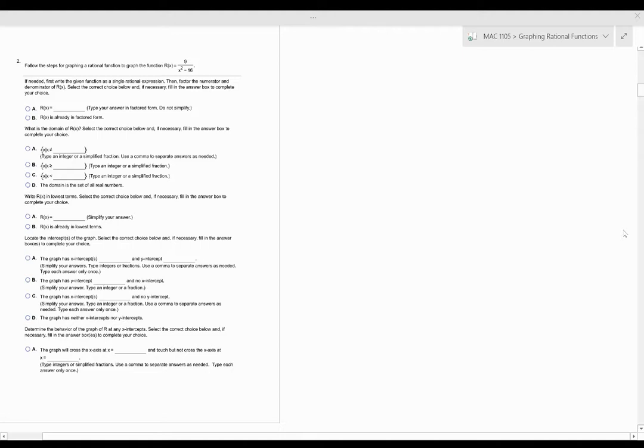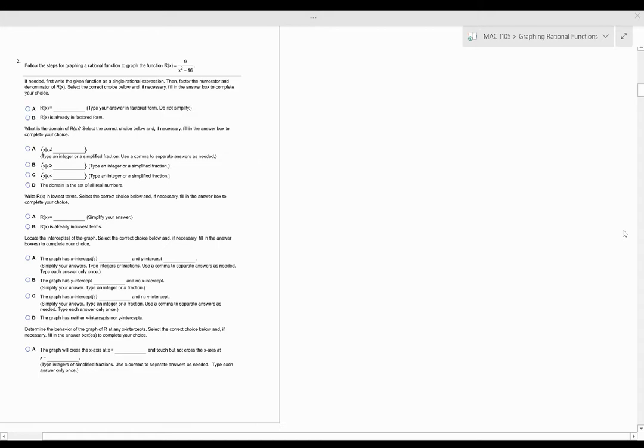All right, you guys, we're going to continue our discussion on graphing rational functions. All right, so I have a new problem here. It says follow the steps for graphing a rational function to graph the function r of x equals 9 over x squared minus 16. So the directions say, if needed, first write the given function as a single rational expression, then factor the numerator and the denominator of r of x, and then select the correct choice below, and if necessary, fill in the answer box to complete your choice.